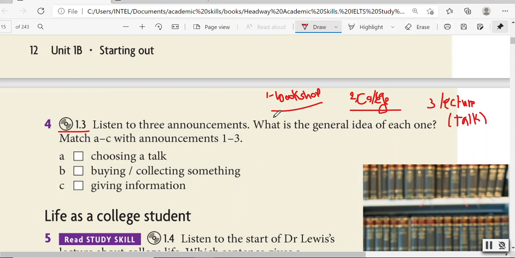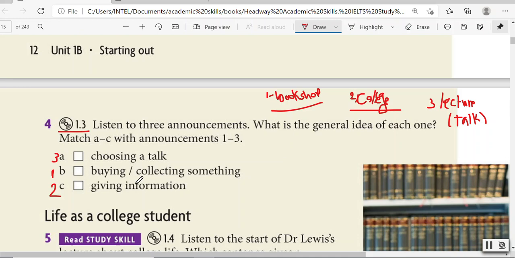For number one, talking about bookshop, it means buying, collecting something. Number one, talking about buying and collecting something. Number two, as I told you, talking about college. And which kind of information about college? How can you collect information about college? Second one, giving information. And number three, talking about a talk by that doctor or talking about lectures. It means choosing a talk for that lecture.